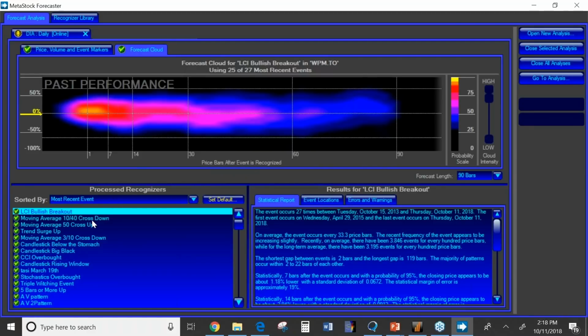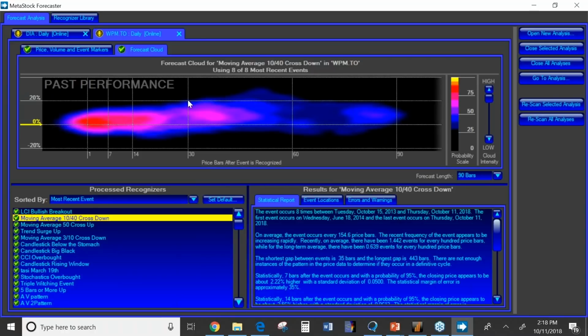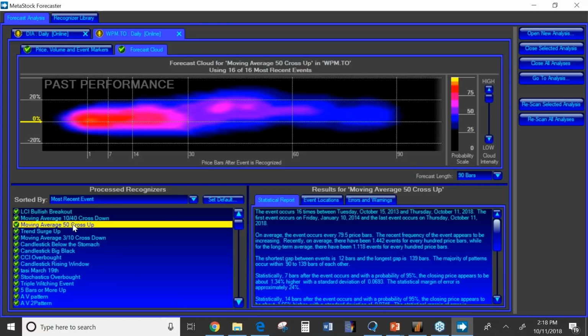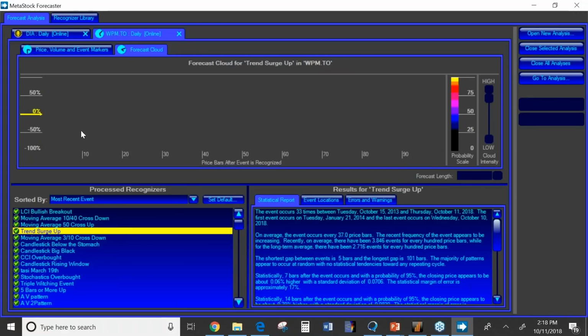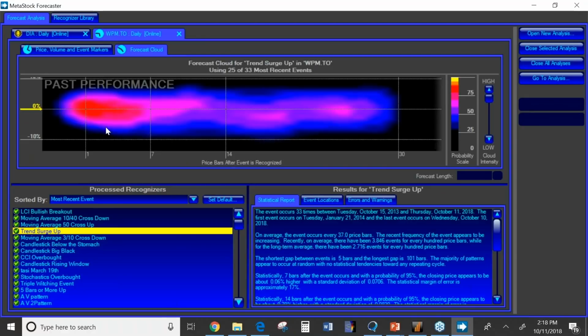We did have a moving average 10/40 cross. This is a little bit more positive. This is the moving average 50 cross. This is a little bit more positive. I'm not seeing anything in here that would help me confirm to take that buy signal, Don.